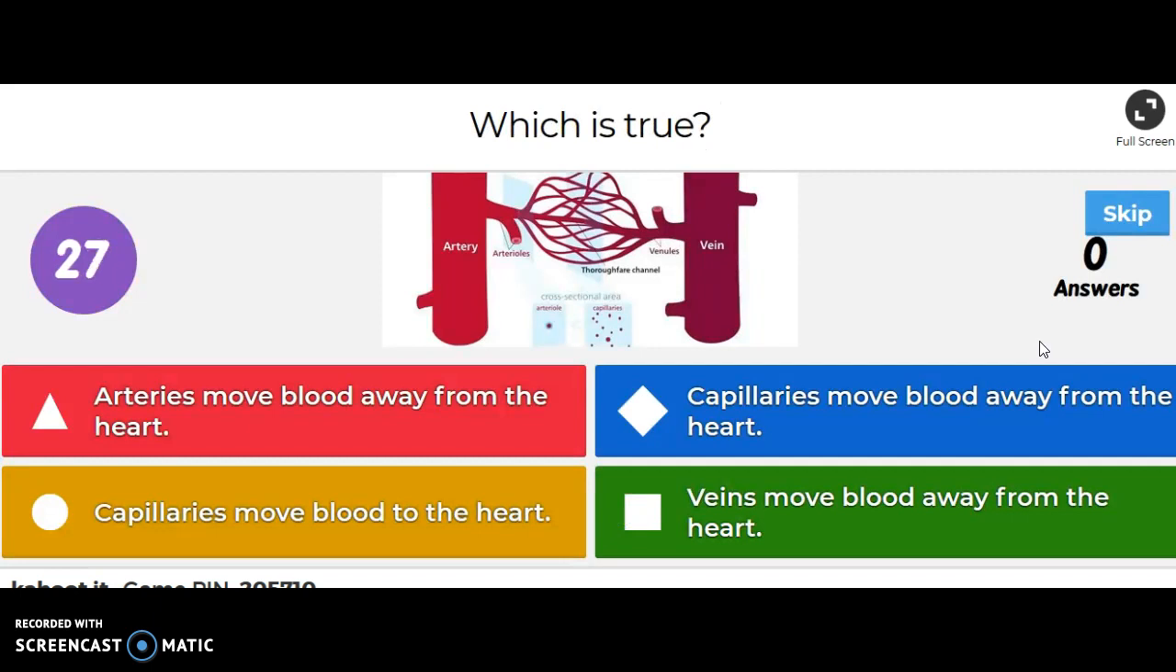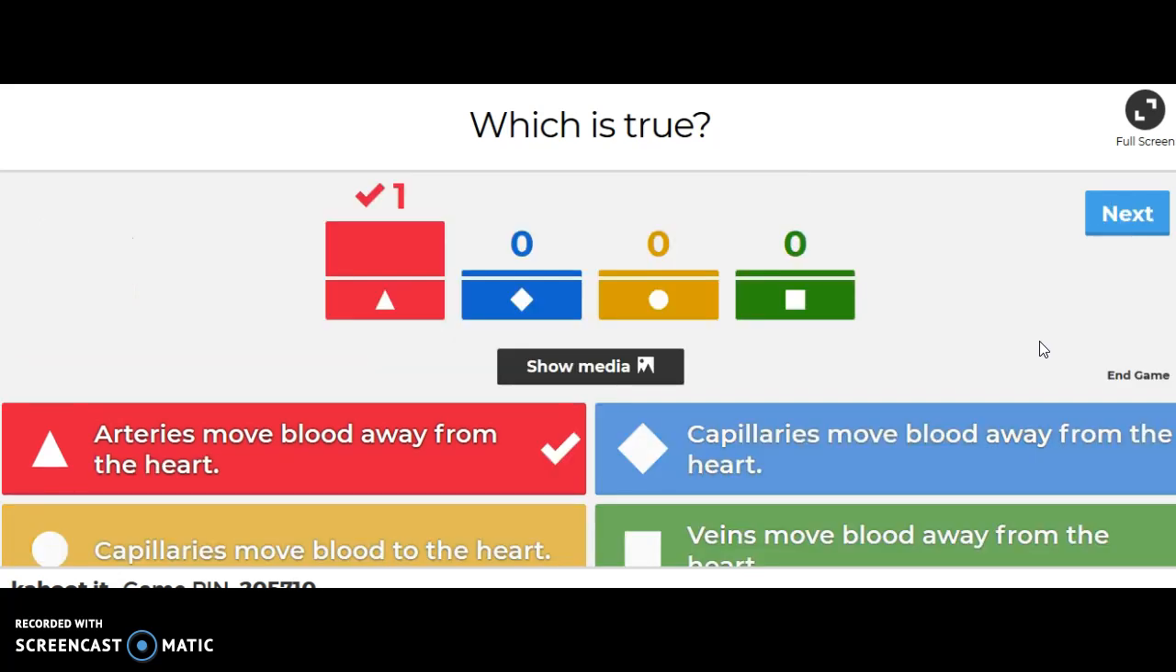So here's a picture of the arteries, the arterioles, which are kind of small arteries, capillaries there in the middle, and then the venules and veins. Which of these is true? It is yes, arteries move blood away from the heart.